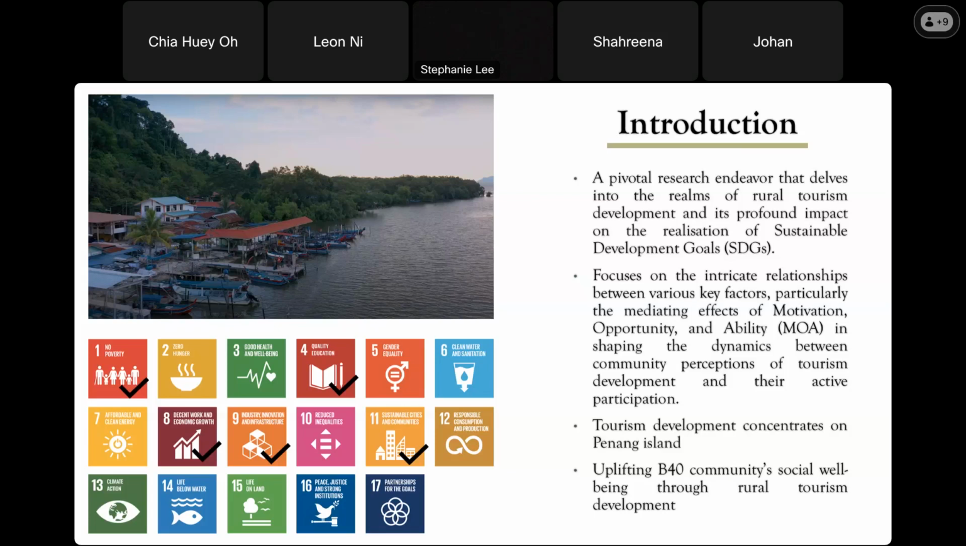Okay, as you know, most of our tourist destinations are concentrated on Penang Island, which are mostly in Georgetown, Bayan Lepas, Pulau Tikus, as well as Batu Ferringhi itself. So former Chief Operating Officer Dr.